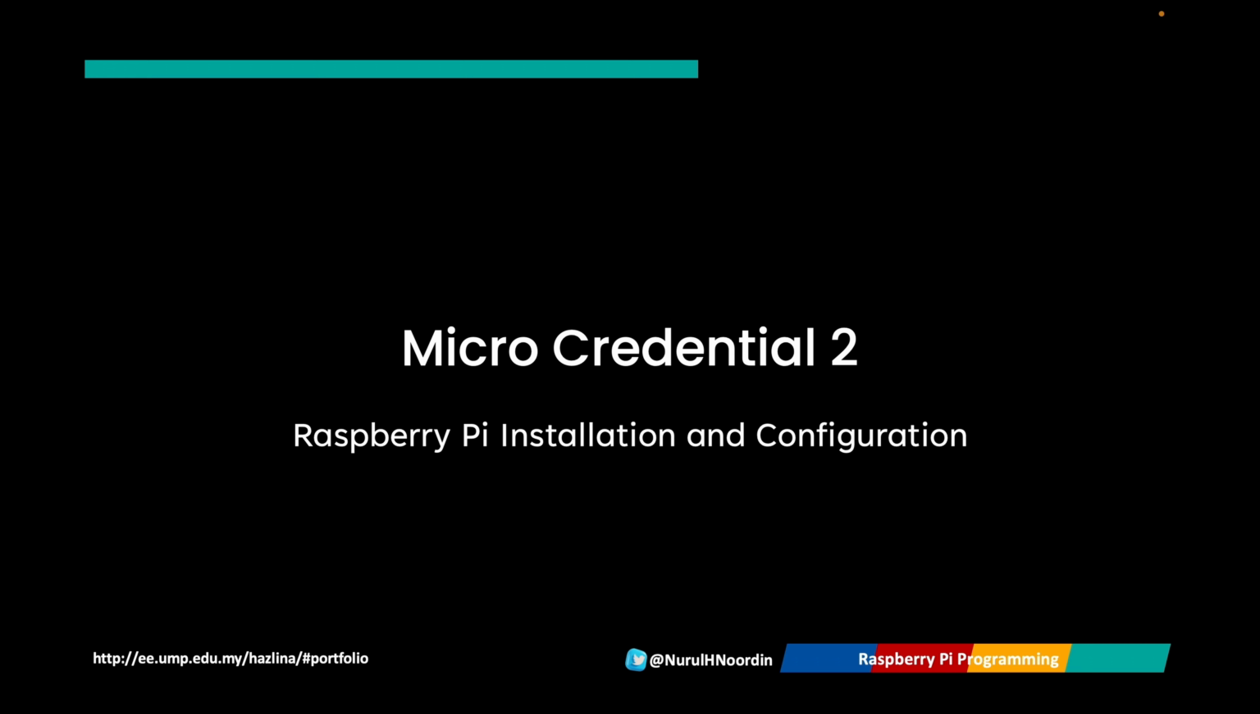external components. In this Micro-credential number 2, we will cover the essential steps to prepare Raspberry Pi for software and hardware integration. By the end of this course, students will be able to confidently install, configure, and operate a Raspberry Pi, laying the groundwork for more advanced applications in embedded systems and Internet of Things projects.